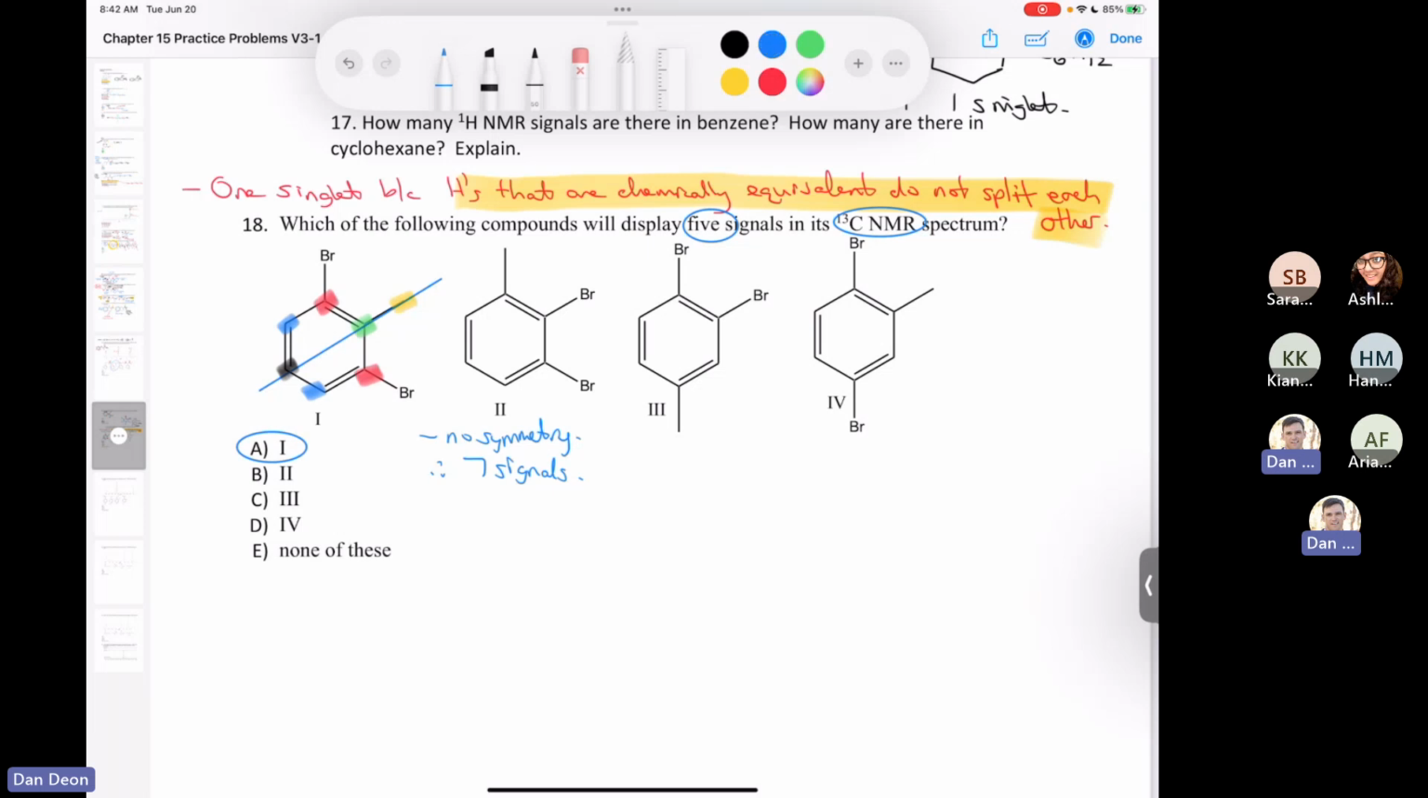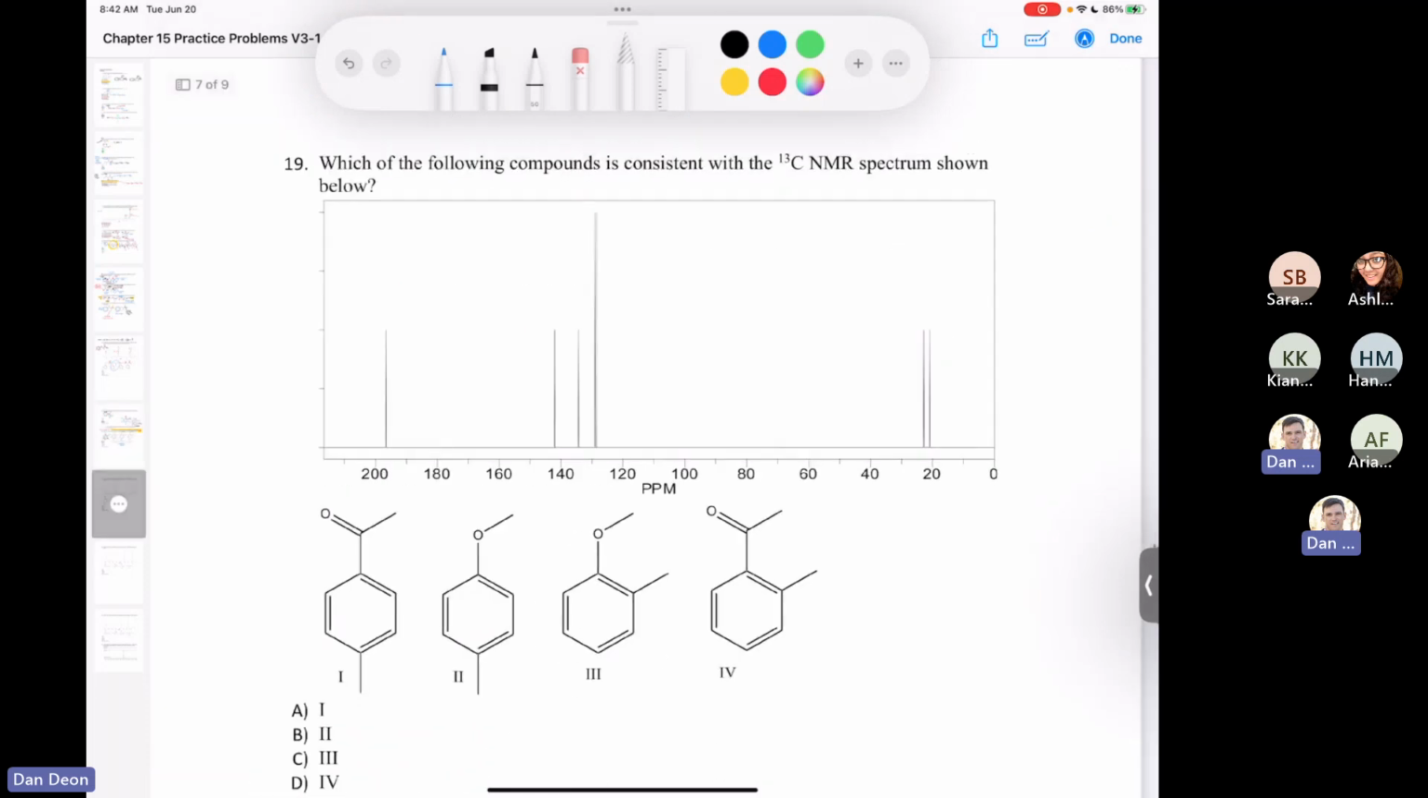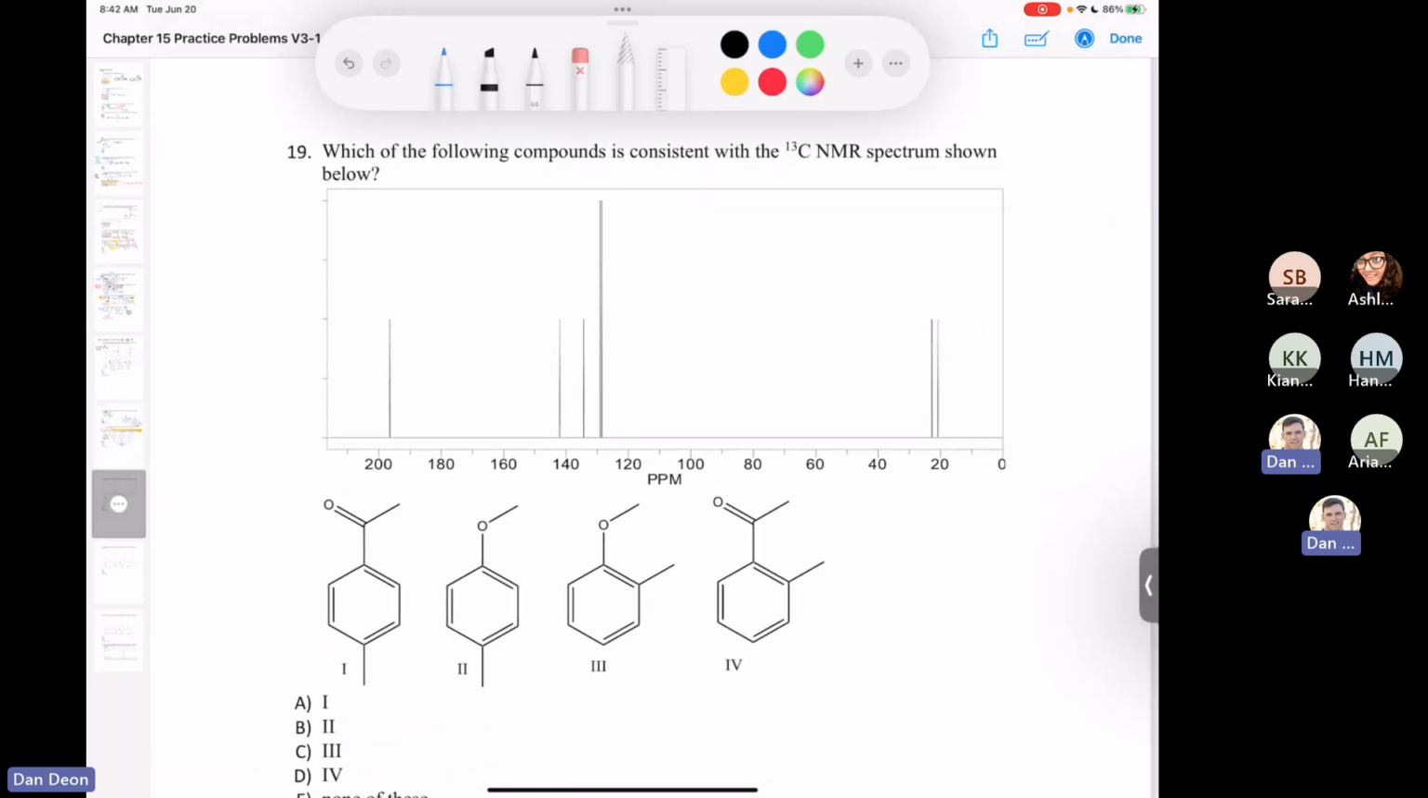Actually, that applies to all 3 of the remaining compounds. Okay, all 3 of these, there's no plane of symmetry in any of these. And so each one of these is going to give you 7 signals. All right, so a little practice on identifying a plane of symmetry in that one. Let's try one that involves a carbon-13 spectrum. So it says, which of the following compounds is consistent with the carbon-13 NMR spectrum shown below?